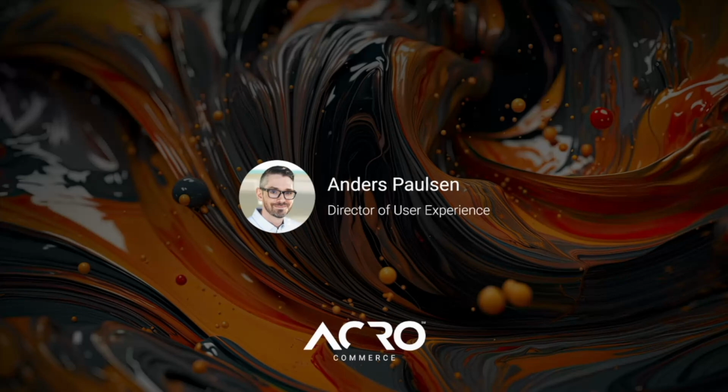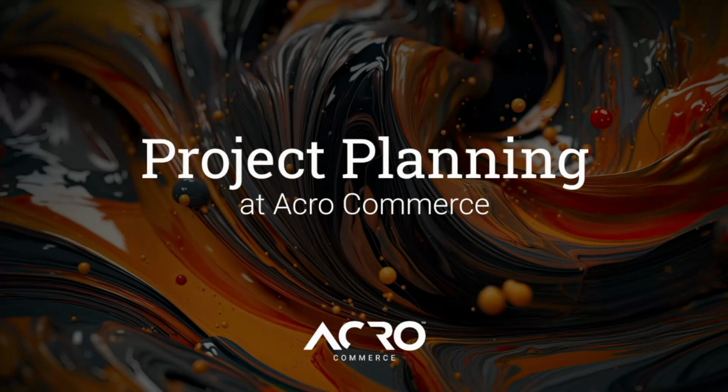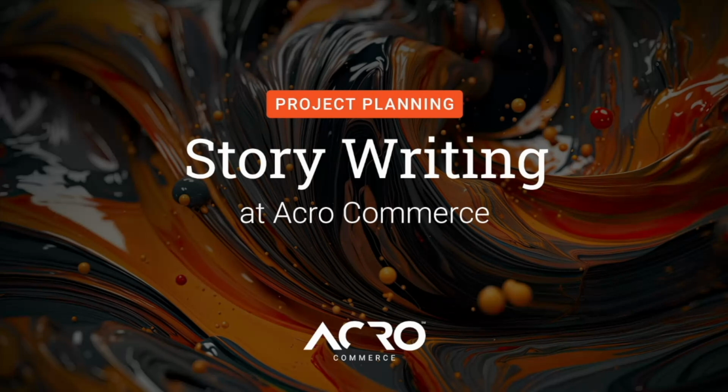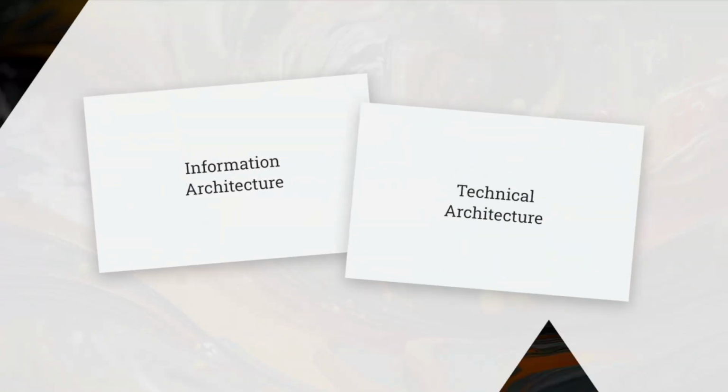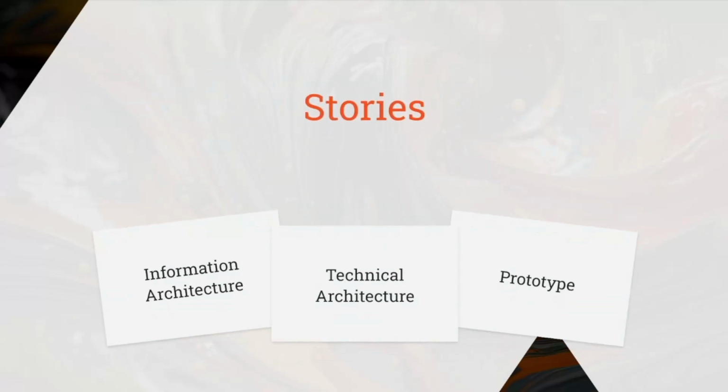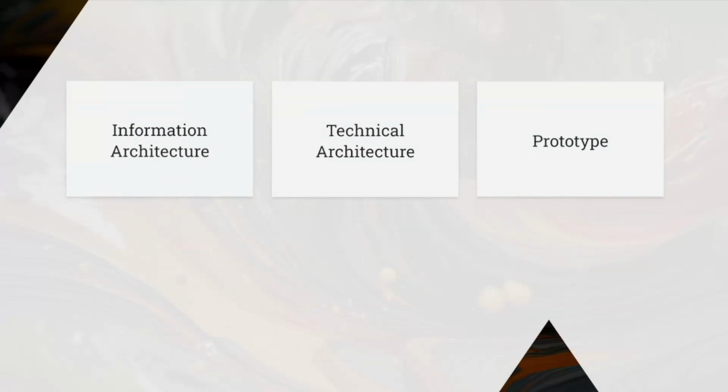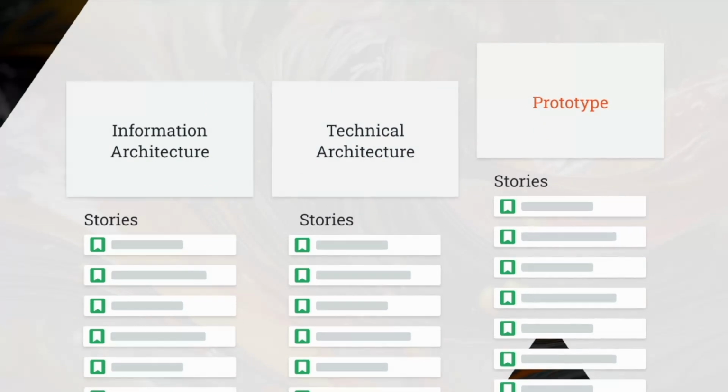In this next chapter of our project planning series, we'll look at the process of story writing. In the previous videos, we looked at some common strategy deliverables known as the information architecture, technical architecture, and prototype, which collectively inform our plans for development. Throughout this process, we'll also capture project requirements in the form of stories, based on criteria that are pulled from the IA, TA, and prototype.